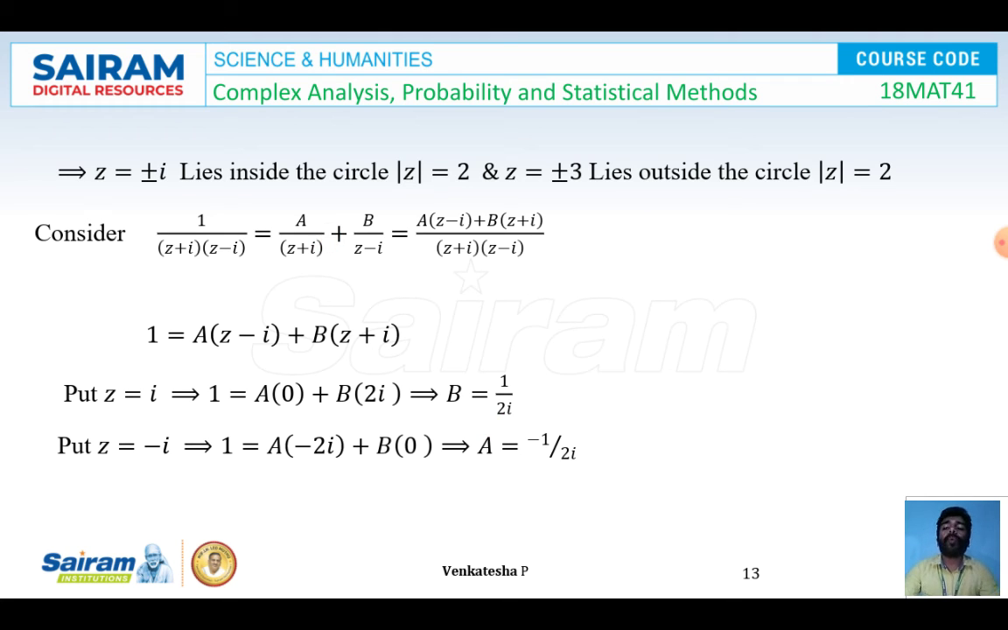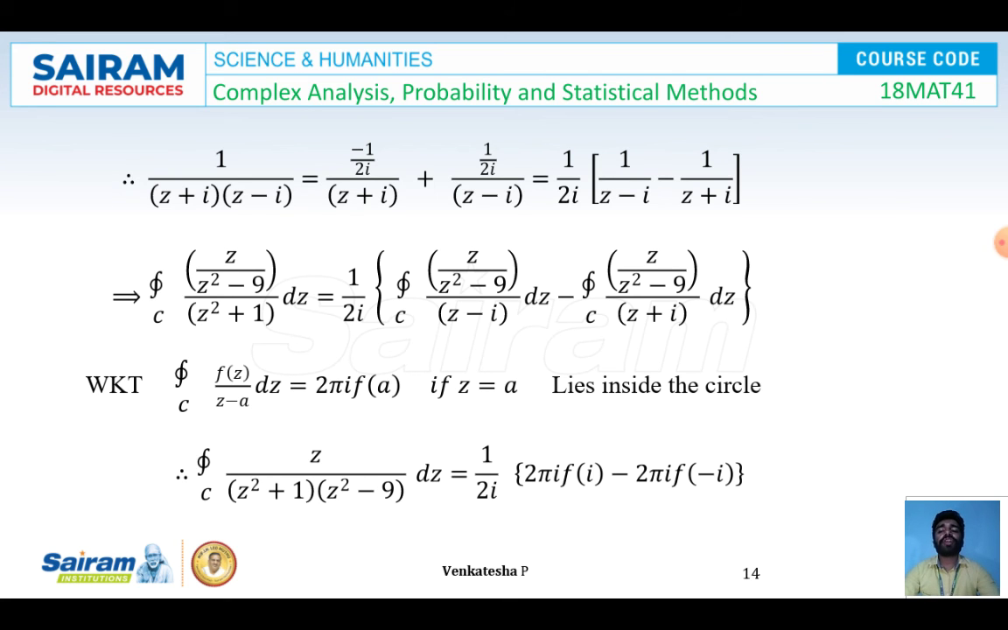I'll be getting 1 by (z plus i) into (z minus i) as minus 1 by 2i by (z plus i) plus 1 by 2i by (z minus i). So I got the equation 1 by (z plus i)(z minus i) is equal to minus 1 by 2i by (z plus i) plus 1 by 2i by (z minus i). By taking 1 by 2i common factor, I got 1 by 2i into [1 by (z minus i) minus 1 by (z plus i)].